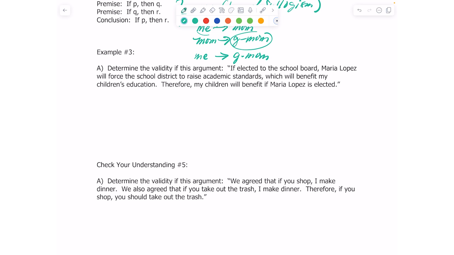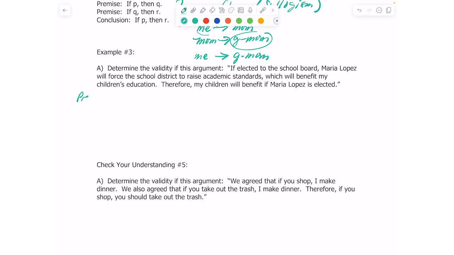Okay. So here we wanted to determine the validity of the argument. If elected to the school board, Maria Lopez will force the school district to raise academic standards, which will benefit my children's education. Therefore, my children will benefit if Maria Lopez is elected. So, is this a valid argument? All right. Let's look at it as the different premises. In the first premise, I'm told that if elected to the school board, Maria Lopez will force the school district to raise academic standards. So that's my first premise.